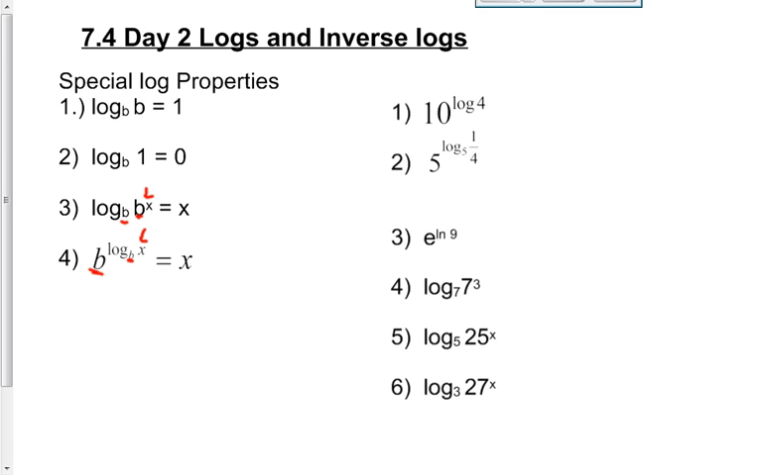First one, 10 raised to the log of 4. Now this doesn't exactly look like one of our properties, but if you remember, if you do not see a log base, you must assume that you are in base 10. So now we actually have 10 raised to the log base 10 of 4. Your base values both match, which means your answer is just 4.